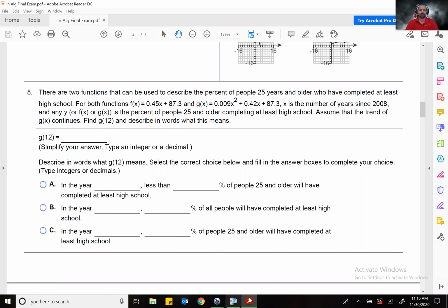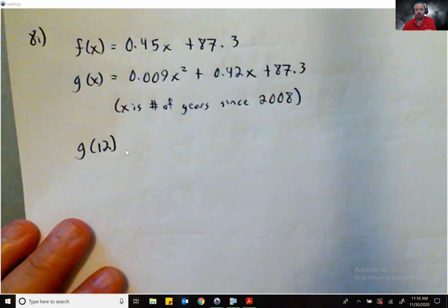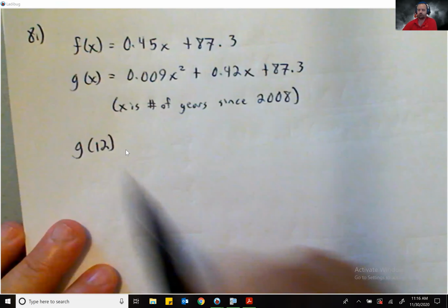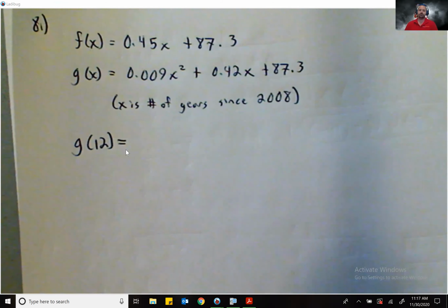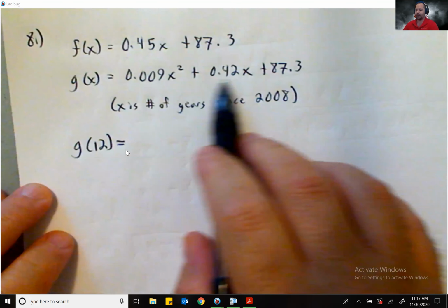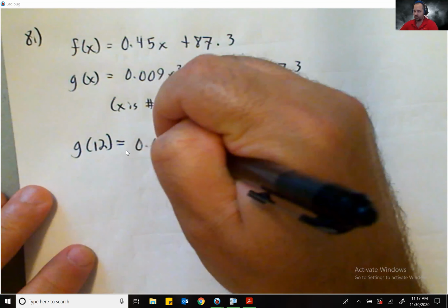Okay. So here's what we know. What are they wanting us to do with this G of 12? What are we going to do here? Plug in 12 for the x for which one? For g of x. You got it. Take this 12 and we're going to put it right in here. This is the only equation we need to be worried about. So we're going to take 12. We're going to plug it in.